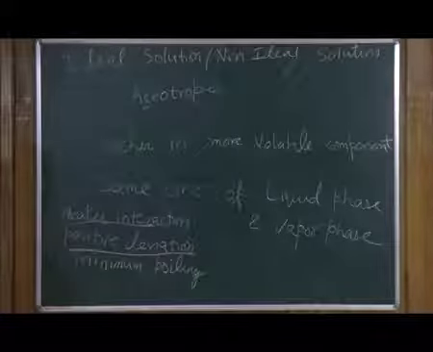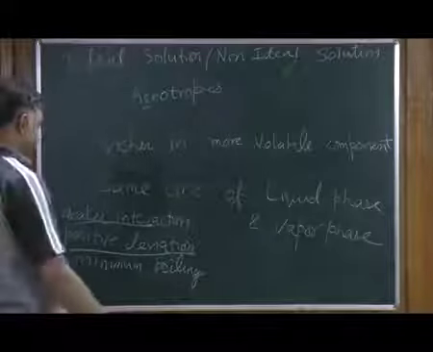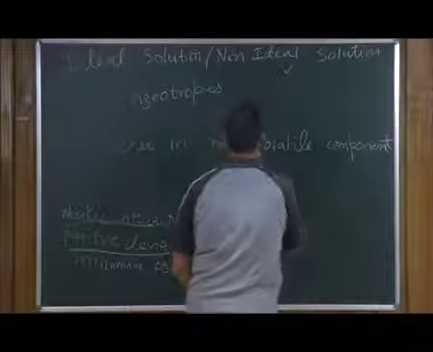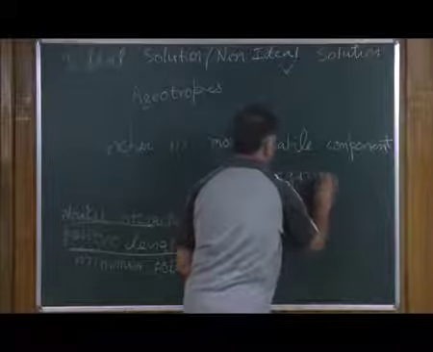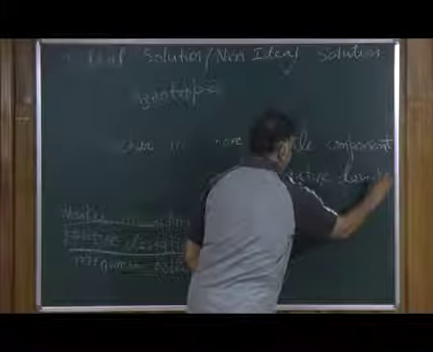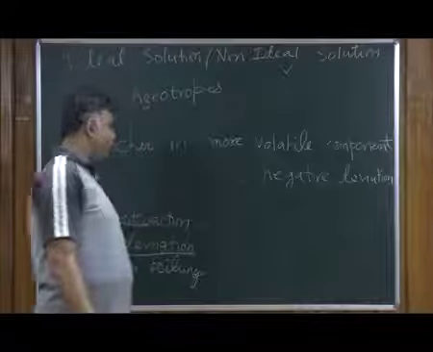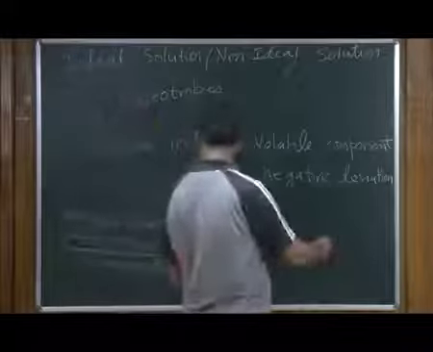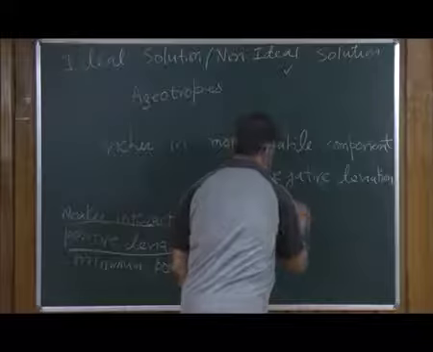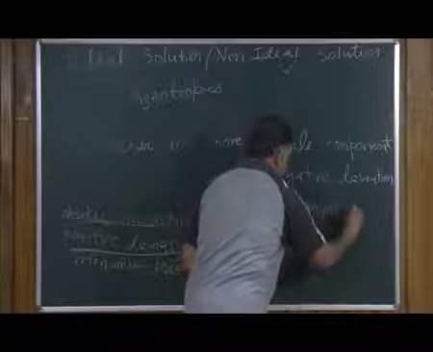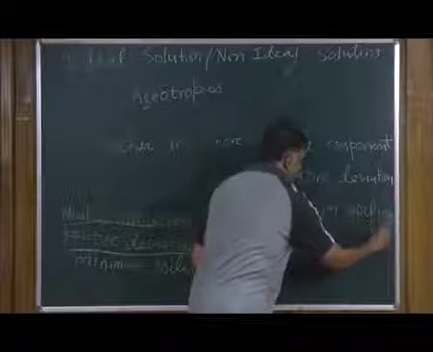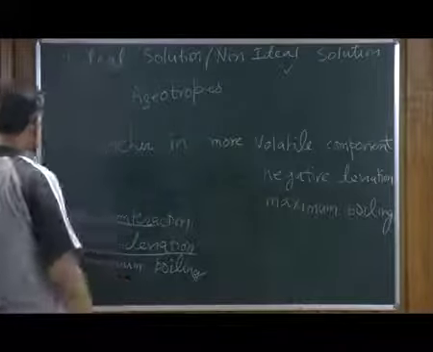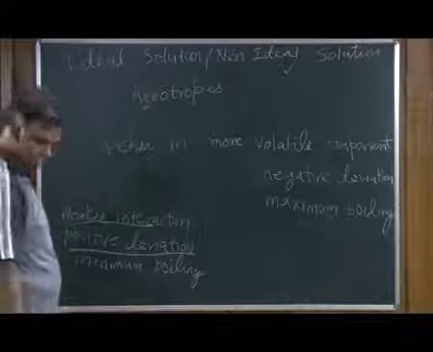And similarly, if we have a stronger interaction between A and B compared to the interaction between A and A or B and B, then we have a negative deviation, that is, the vapor pressure is lower than what it would be if calculated using Raoult's law, then we are going to get maximum boiling azeotropes.